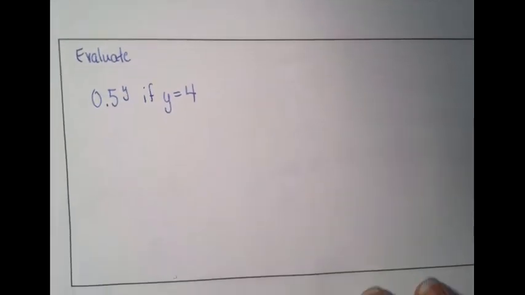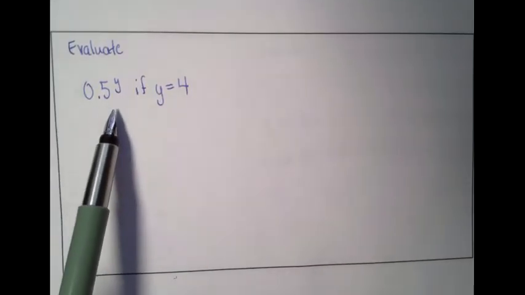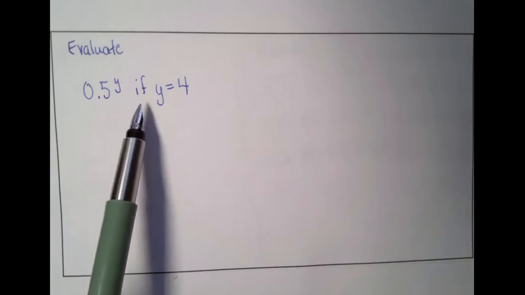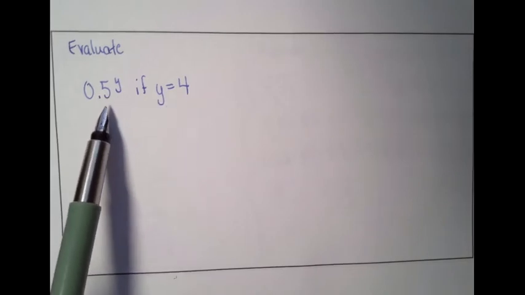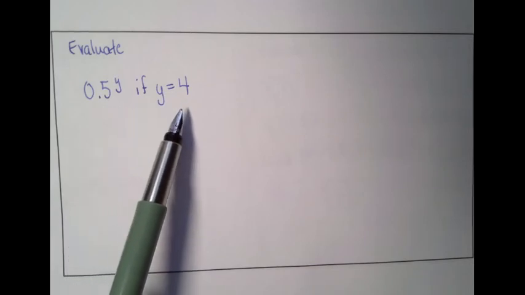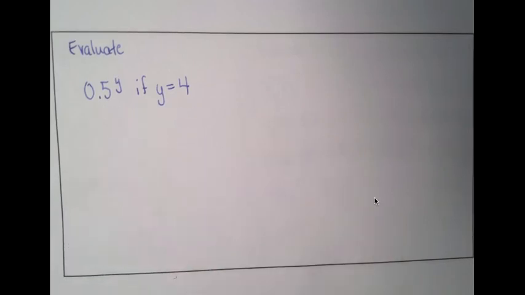All right, and now for the last example. The last example I've got here is evaluate 0.5 to the y power if y equals 4. So be careful with this one. You're going to take a decimal number and take it to the 4th power. So go ahead and try that one on your own.